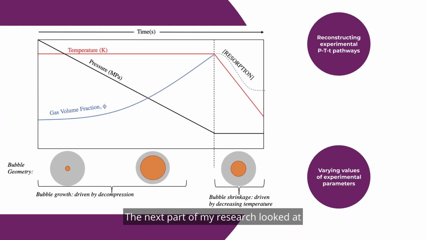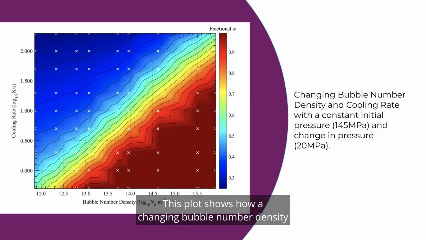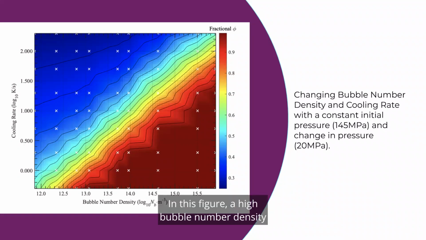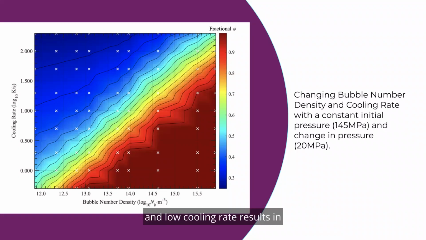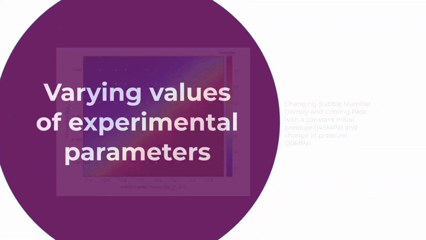The next part of my research looked at varying values of experimental parameters such as bubble number density and cooling rate and looked at how this influenced resorption levels. This plot shows how a changing bubble number density and cooling rate at a constant initial pressure and a constant change in pressure influences the fractional phi, with the value of 1 meaning the bubble has fully resorbed. In this figure, a high bubble number density and low cooling rate results in bubbles completely resorbing. This should be taken into account when conducting decompression experiments to minimise the potential for inaccurate results.